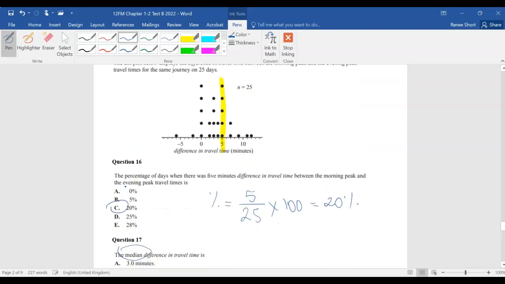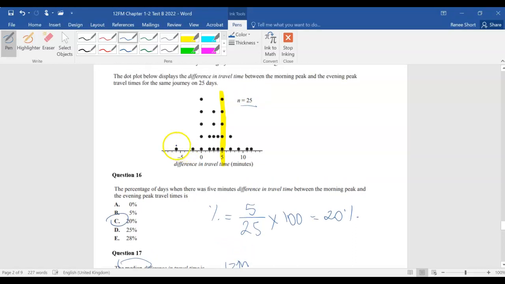Question 17 then wants the median difference in travel time, which means we need the middle number. Since there are 25 pieces of data, that means we want the 13th item. So I'm just going to count from left to right. 1, 2, 3, 4, 5, 6, 7, 8, 9, 10, 11, 12, 13. I'm going to circle that.